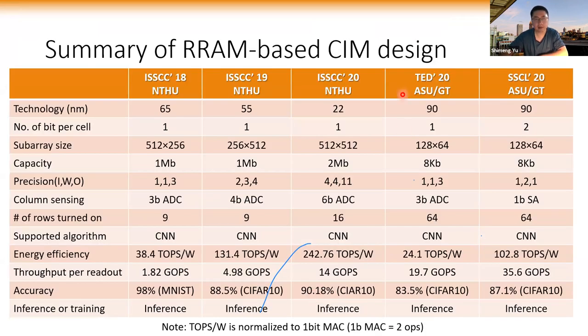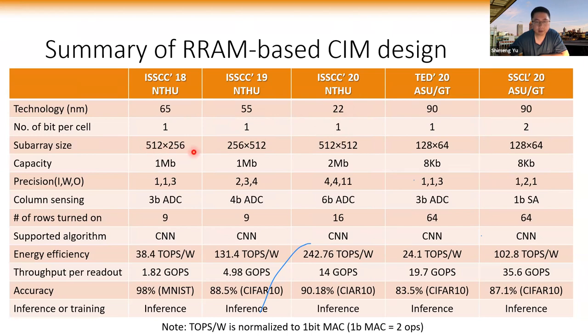So here is, again, a summary table for the silicon implementations with RRAM-based computing memory designs. Those are the prototype chips reported in the major conferences or the journals. So here, this is a general technology node, and the RRAM is lagging behind the SRAM. The most advanced demonstration is at 22 nanometer with the TSMC process.